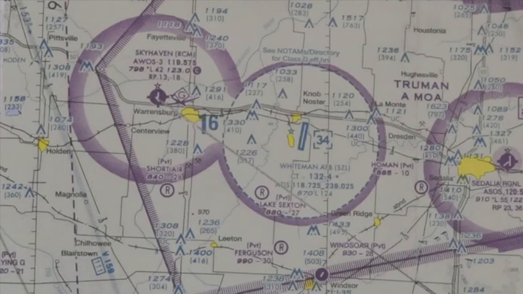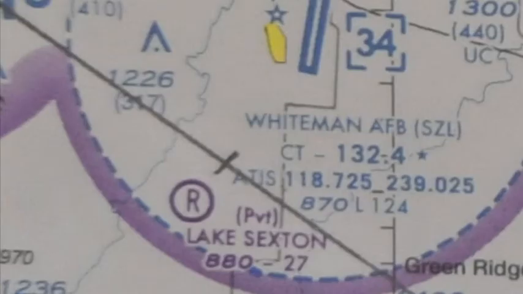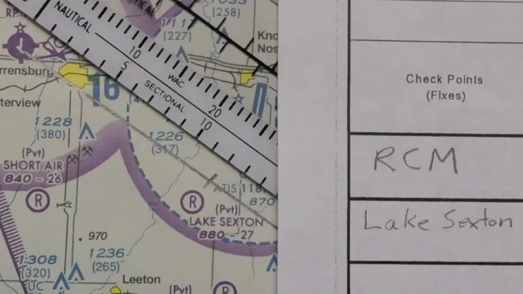Study your VFR sectional and look for your first checkpoint on your course. Draw a small line to identify your checkpoint on your course. A private airport named Lake Sexton will be the second checkpoint. Write this down on the navigation log.